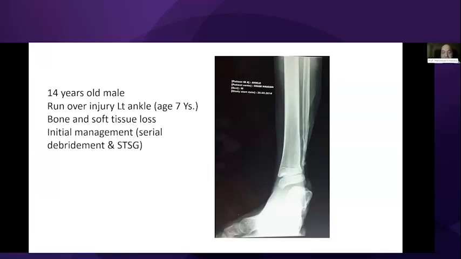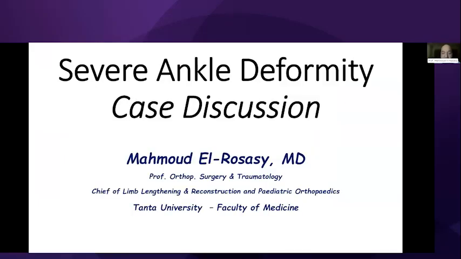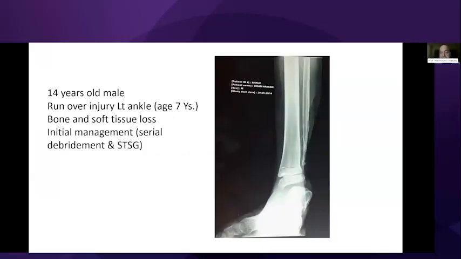I will present an interesting case of severe post-traumatic ankle deformity in a 14-year-old child. This child presented to us at the age of 14 years. He had a history of run-over injury on his left ankle joint at the age of 7 years, with extensive bone and soft tissue loss on the lateral aspect of the ankle, managed at that time by serial debridement and split thickness skin graft.